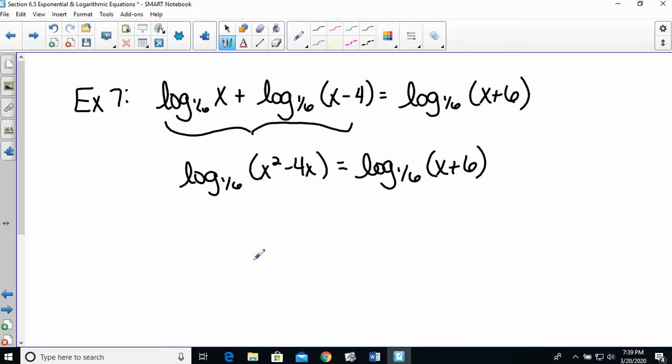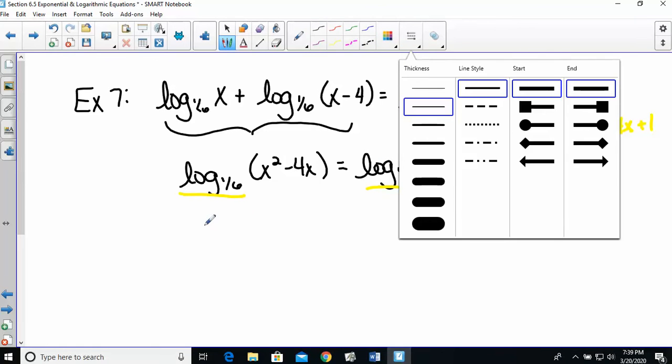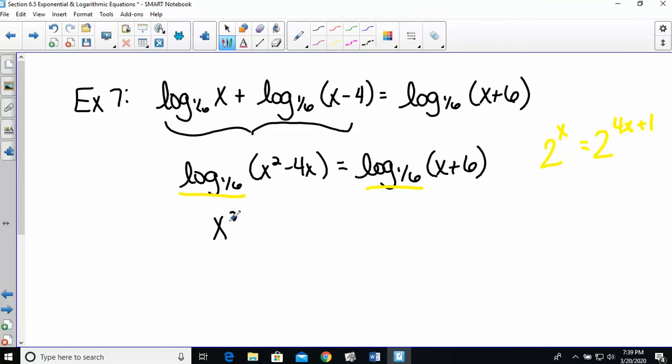Now Friday, we were doing problems where we added a log to each side. It's also legal that you could take it away from each side. So if both sides have the log, just like when we did exponentials, you know, if you had 2 to the x equals 2 to the 4x plus 1, you got to drop the base. If you have the same log on each side, you can drop the log. So this becomes x squared minus 4x equals x plus 6.